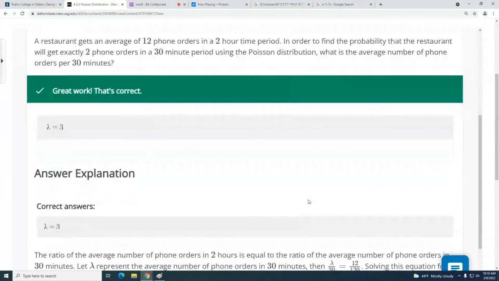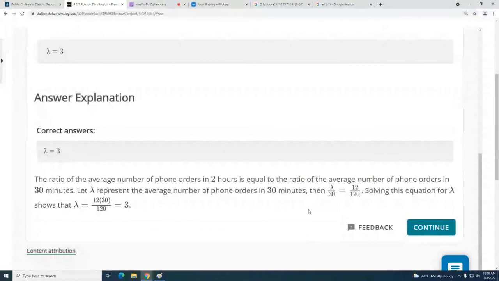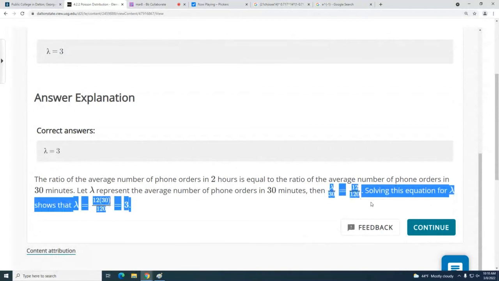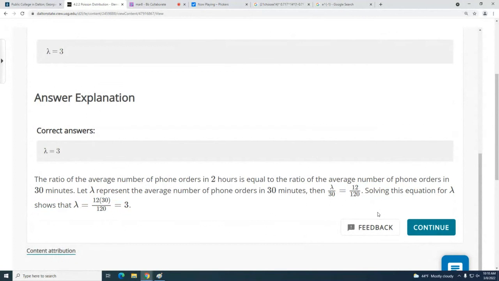Of course we should all try to understand the process of how we get here, and here is the formula that we're using. You see we paired the 120 with the 12. 12 calls per 120 minutes. Divide that, phone calls per 30 minutes. We're just looking for that average number of phone calls for 30 minutes. And then of course you solve this equation. You multiply both sides. So x equals 12 times 30 over 120. Any questions?